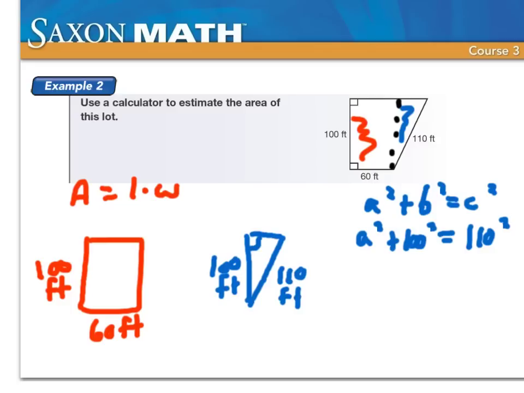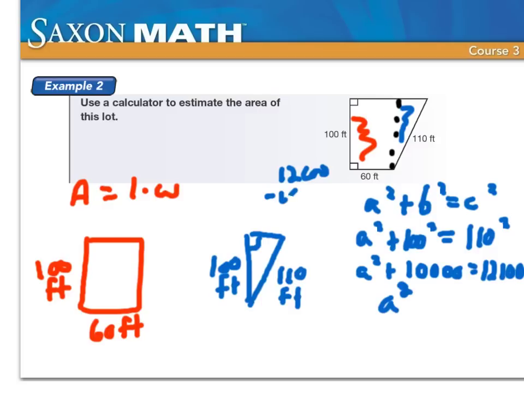Alright? Well, a squared plus, I know that 100 times 100 is 10,000. And then 110 squared is 12,100. Well, to figure out what a squared is, I need to subtract those two things. So I'm going to take 12,100 minus 10,000. That's going to give me 2,100.